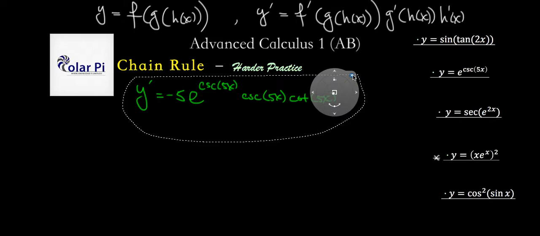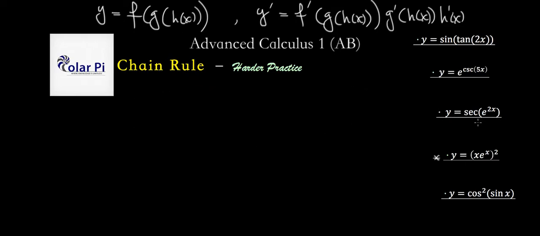On to the next one. Secant is f, then e^x is g, and then 2x is h. So y prime is going to be f prime. The derivative of secant is secant tan, so f prime, leaving the other guys alone: secant and then tan. Secant tan is the derivative of secant, but then we need to leave the other guys alone, so secant e to the x, tan e to the 2x. Now we multiply this by the derivative of g, leaving h alone in it.